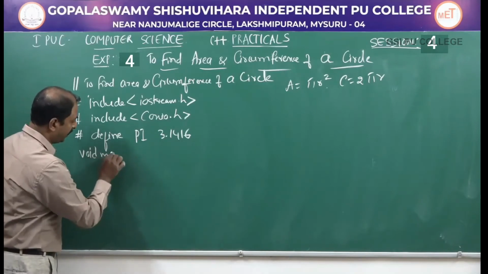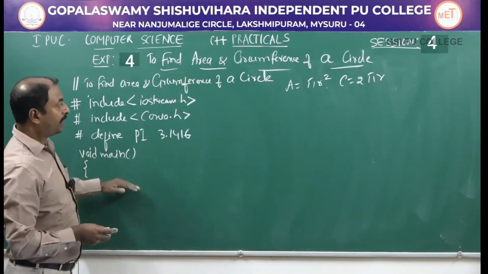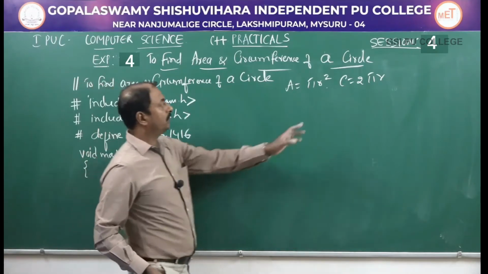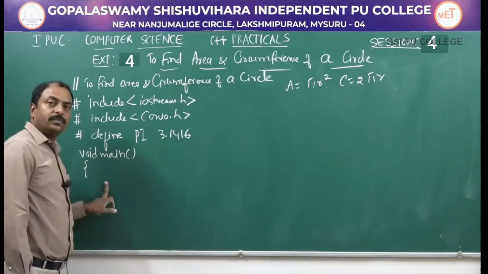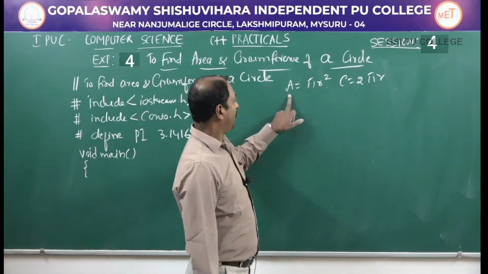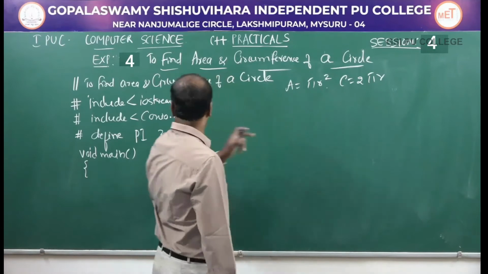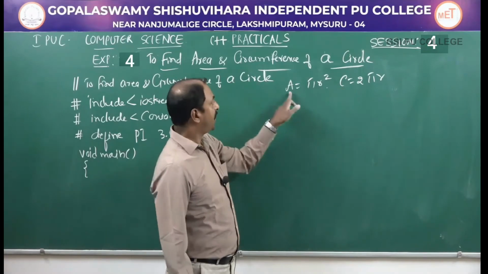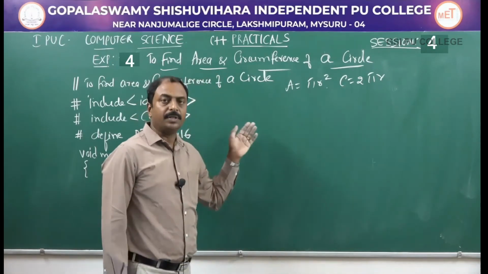Then a main function, that is void main, and open the braces. Next we have to write the executable statements. First step, we have to enter the value of the radius. Here we have to declare local variables. Area is one variable, radius is one more variable, and circumference is one variable, and pi we have used already as a constant. So in this example we require three variables: area, r for radius, and circum, and we have to declare the same here.